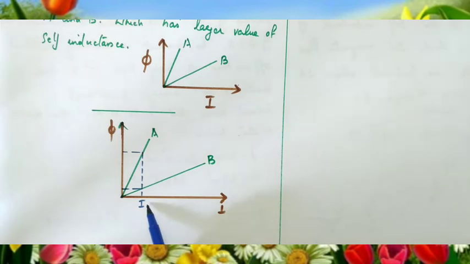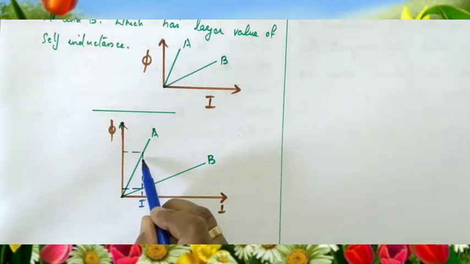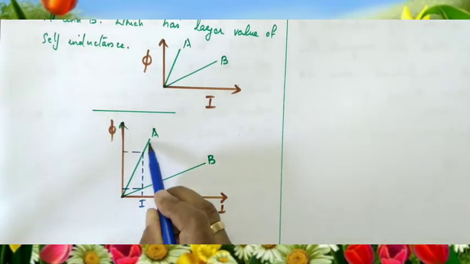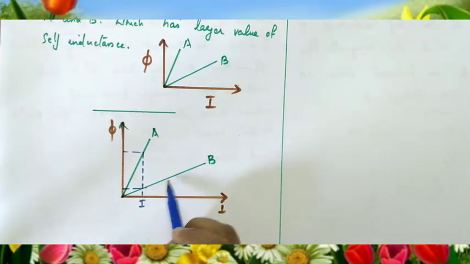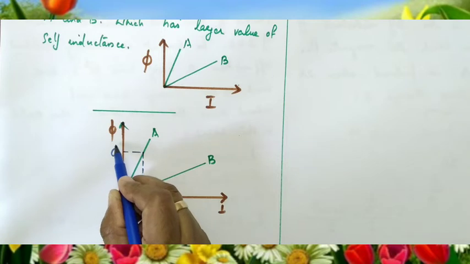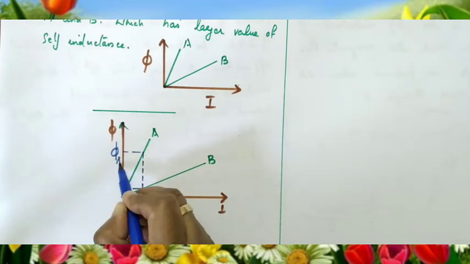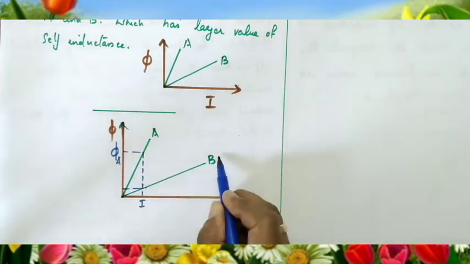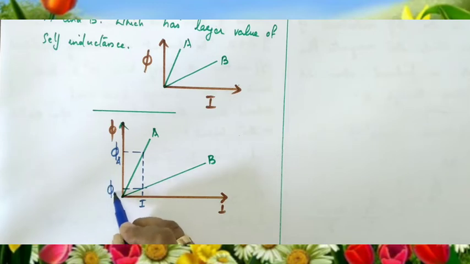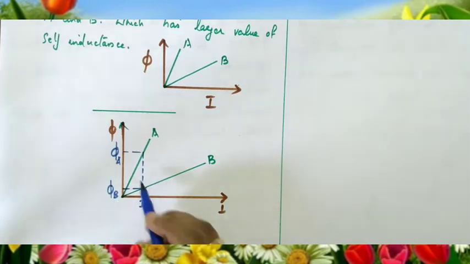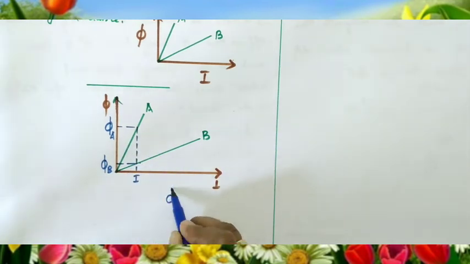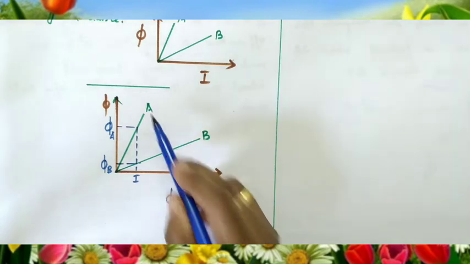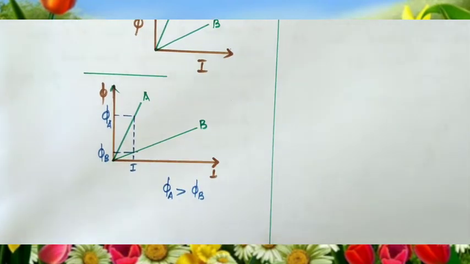Here, keeping current constant, draw a perpendicular like this, so that it touches the first line A, and here it touches the second line B. Here this is the magnetic flux corresponding to A, let it be phi A. This is the magnetic flux corresponding to B, therefore it is phi B. Which magnetic flux is greater from the graph itself? It is given that phi A is greater than phi B. Magnetic flux corresponding to A is greater than magnetic flux corresponding to B.